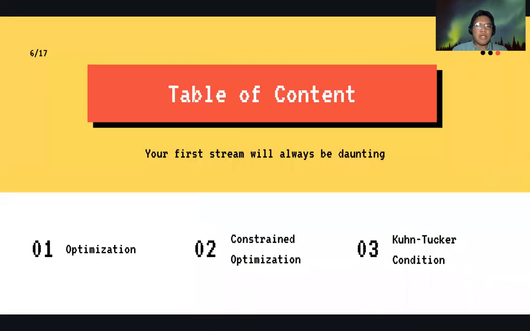So the table of contents. In this presentation, the content consists of three different questions, and within those questions are three different materials. The first question is about optimization, the second question is about constraint optimization, and the third, the last one, is about the Kuhn-Tucker condition. So let's move on to the first question, which is optimization.